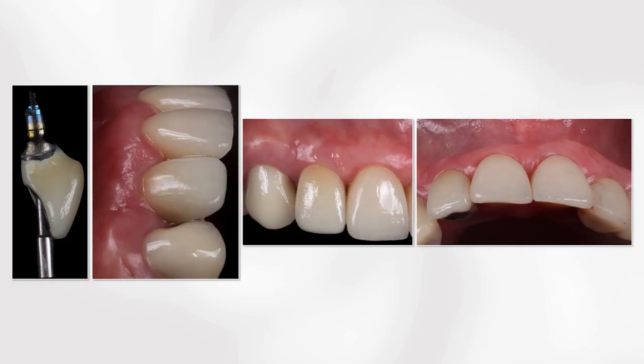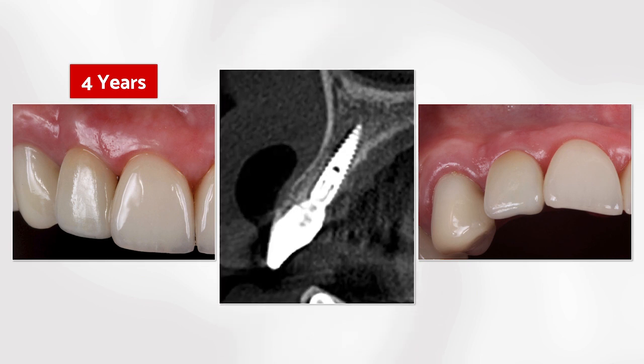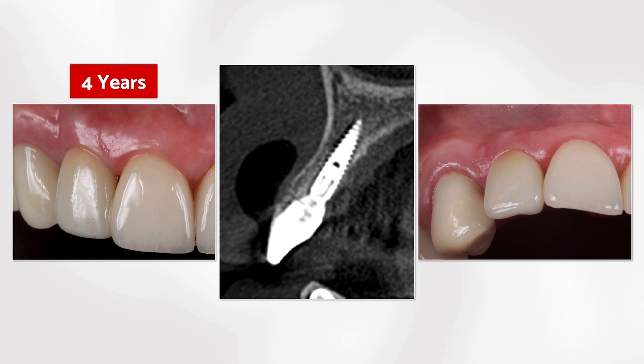A screw retained porcelain restoration with ideal emergence profile was manufactured. Take a look at this concave contour at the buccal aspect of this final restoration, right after final crown delivery. And this is the post-op after 4 years. We have here the soft tissue maintenance. We made another CT scan at this time.